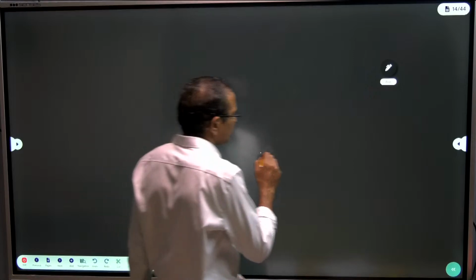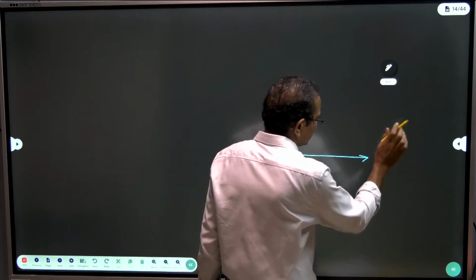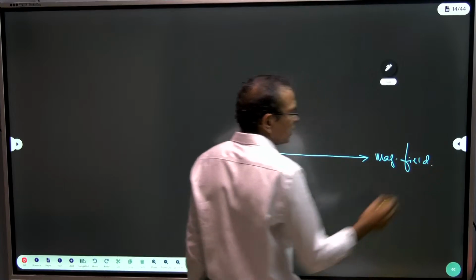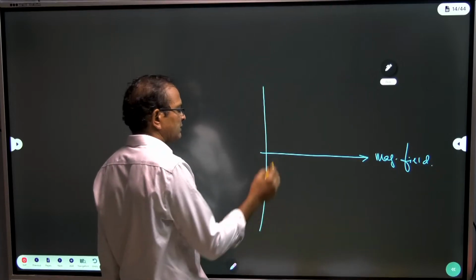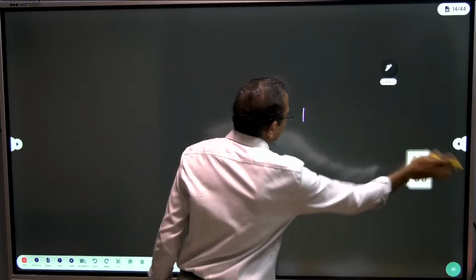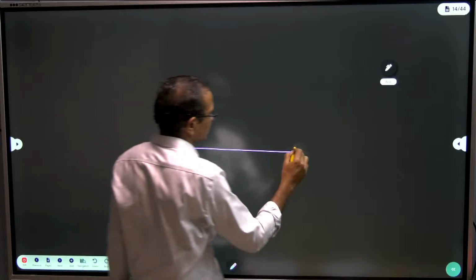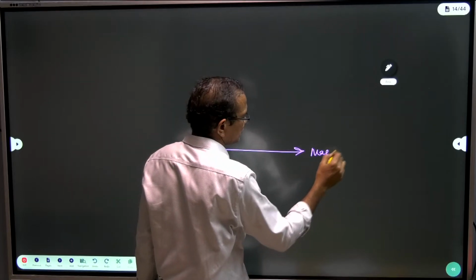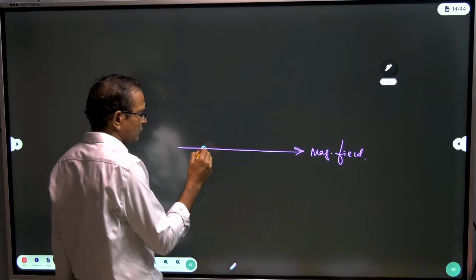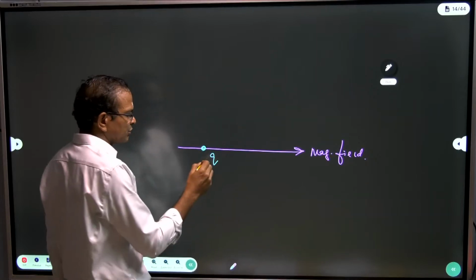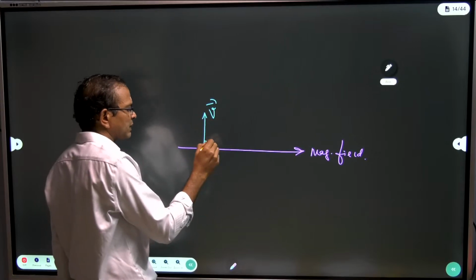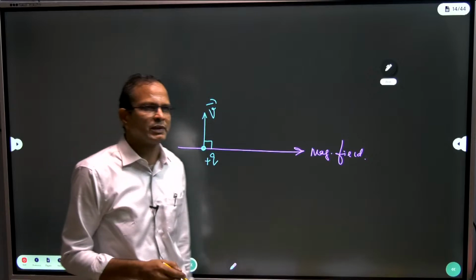So, if there is a magnetic field, B vector, and if there is a current carrying wire or charge, to begin with, we'll look at the current wire later. Let me start with this: this is a magnetic field, this is a charge Q, a positive charge moving in a particular direction. To begin with, I have taken it perpendicular for easiness.